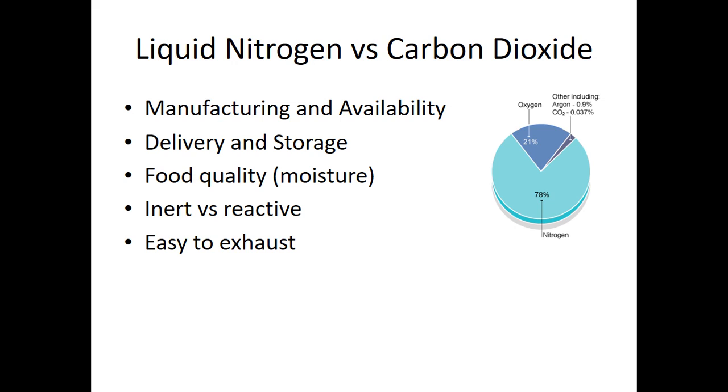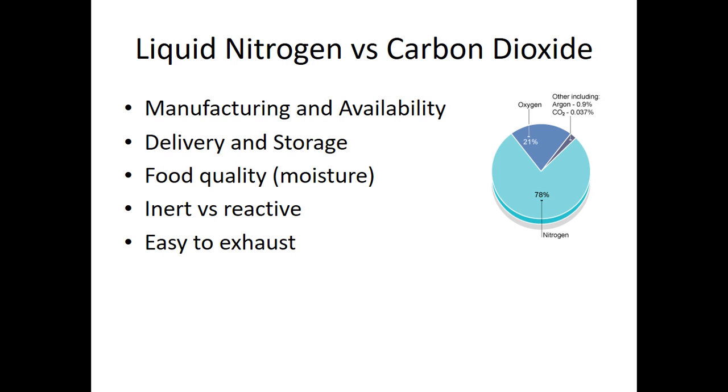And freezing food with nitrogen is much faster. That's why it locks in the moisture compared to carbon dioxide. With carbon dioxide, if you freeze the food, it takes longer and it also dehydrates the food.